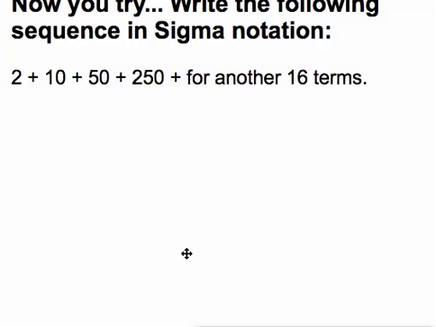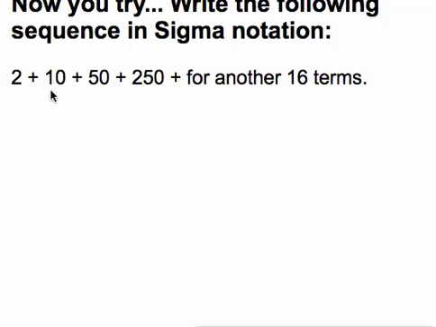How do you write the following sequence in sigma notation? Sorry, the top of those letters got chopped off. My aim wasn't so good in the screen capture. But we're going to add 2 plus 10 plus 50 plus 250 for another 16 terms to make a total of 20 terms. What type of a sequence is this?